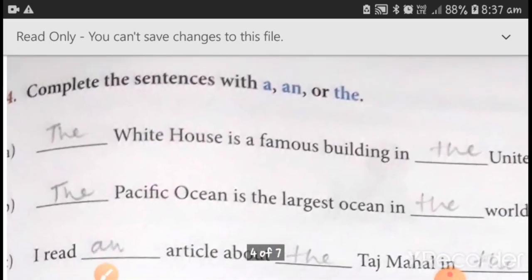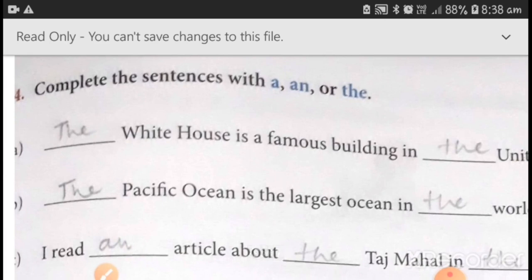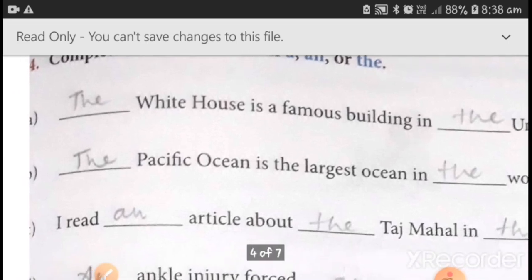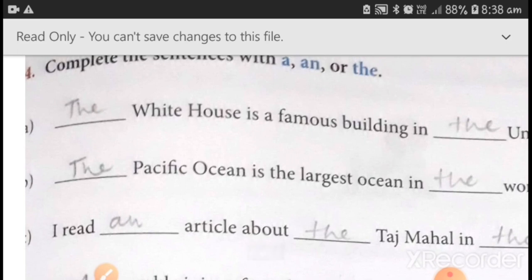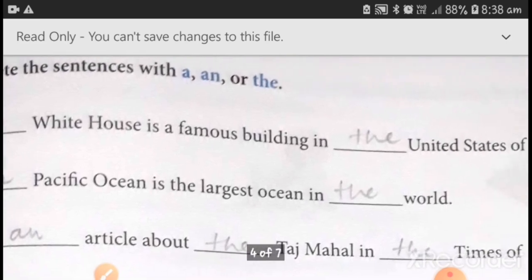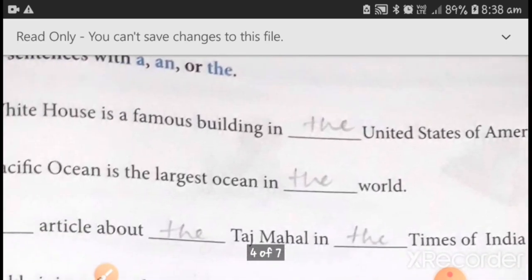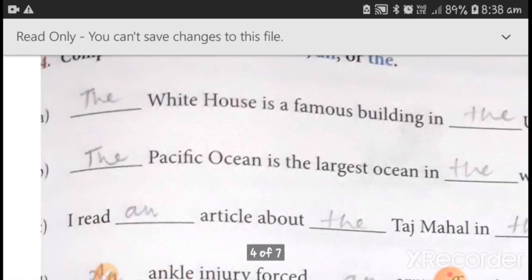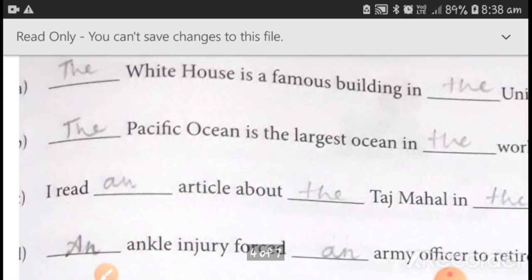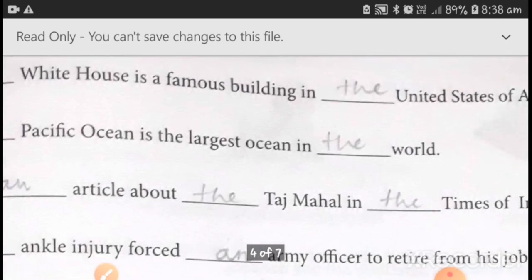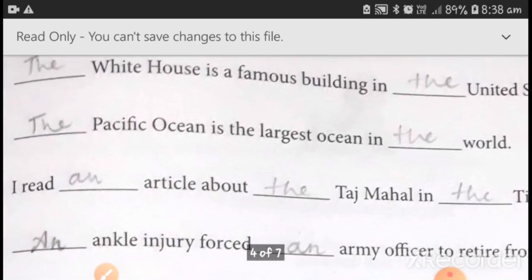Okay, now see in this exercise, complete the sentences with a, an, and the. So right now we know this is a famous building, this is the White House, it is in America. Yes, in the United States of America. So for both the places we have to use the. The Pacific Ocean, the Indian Ocean, like this the Atlantic Ocean, many more oceans. You know how many oceans are there. So before the oceans also we have to use the, and the world.